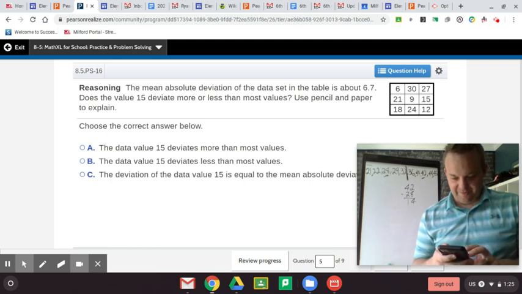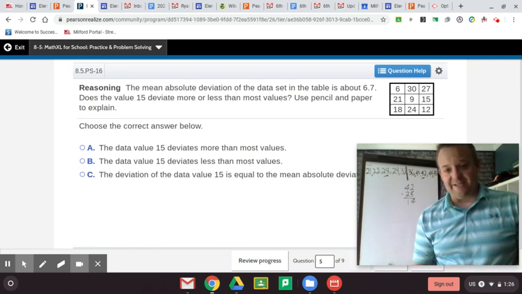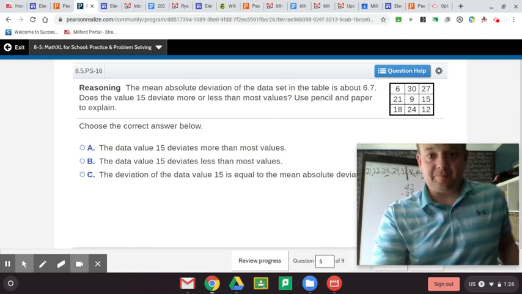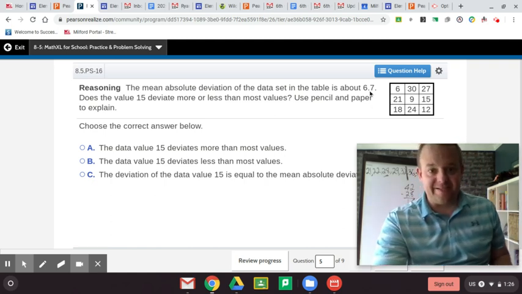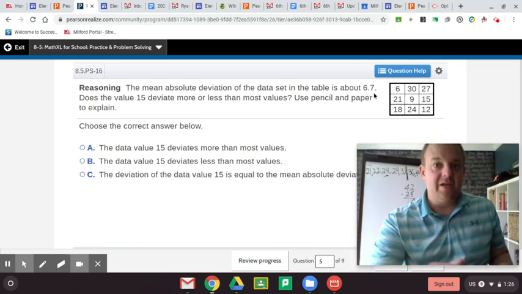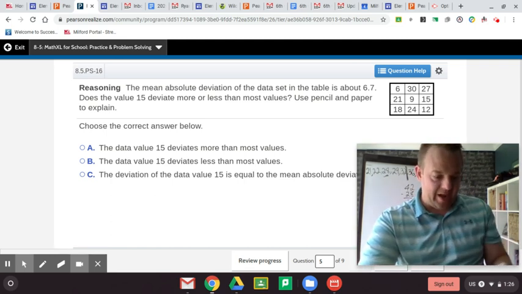I lost my spot and I have to do it again. Okay, I got 162 and I'm going to divide by 9. My mean is 18. Now, 6.7 is the mean absolute deviation, or the MAD. So I'm going to do 18 minus 6.7, and that's 11.3.